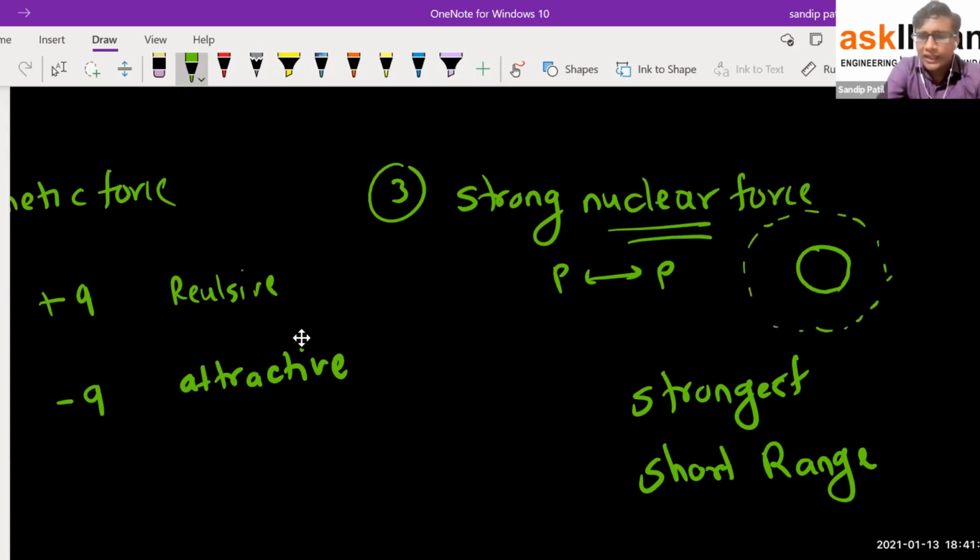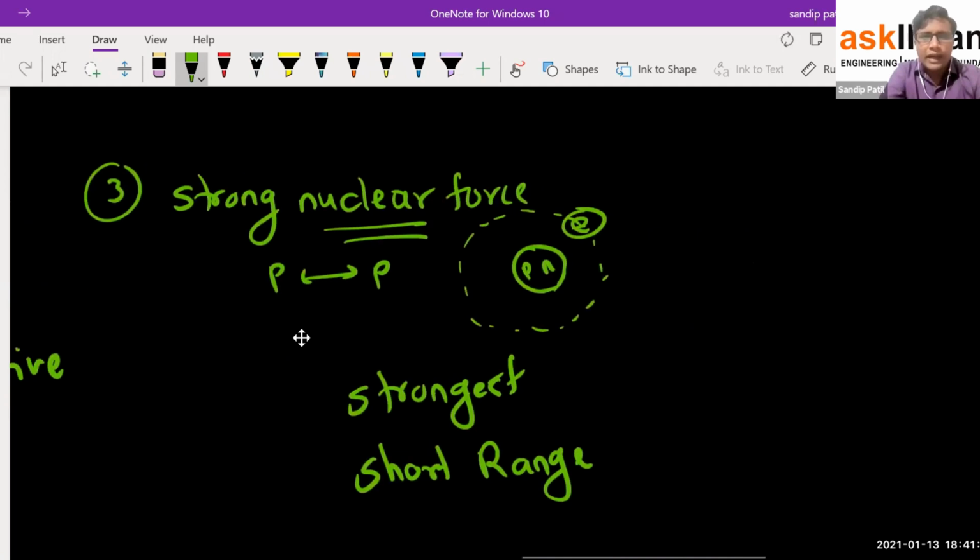What are the particles in the atom? This is the electron revolving around the nucleus. Protons are there, neutrons are there. So only in protons or neutrons will there be strong nuclear force. So the range is very, very small. We already know we cannot even see the atom, so the nucleus is not possible to see. So this force acts at a very small range.